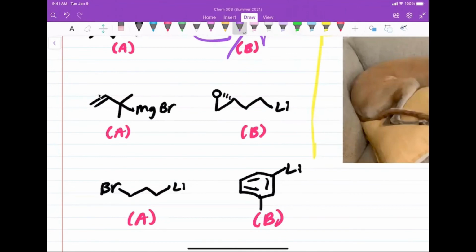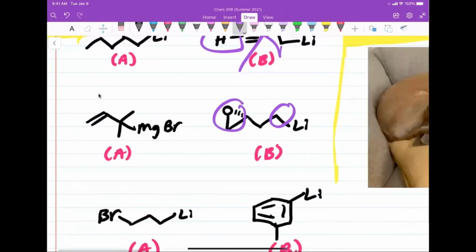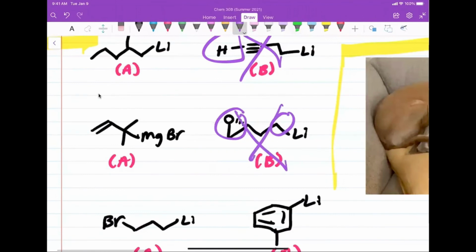What about between A and B in the next pair? Or both? Again, B. B has an electrophilic epoxide and a nucleophilic organometallic carbon. So that one can't be made. And this one's fine.